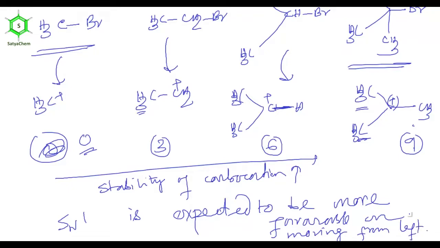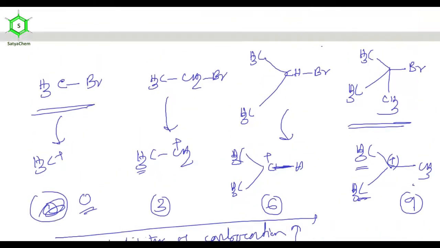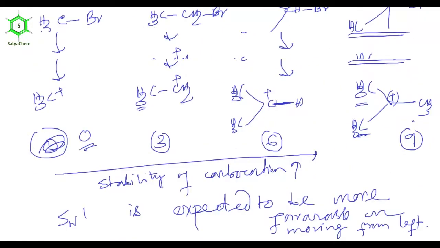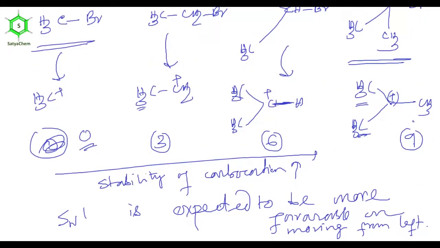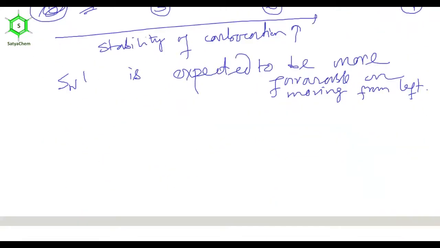So the concept is the same. Here the carbocation is the intermediate. When the intermediate gets stabilized, then the transition state also becomes stabilized. When the transition state becomes stabilized, then the activation energy will be less. Clear? Now I am explaining.